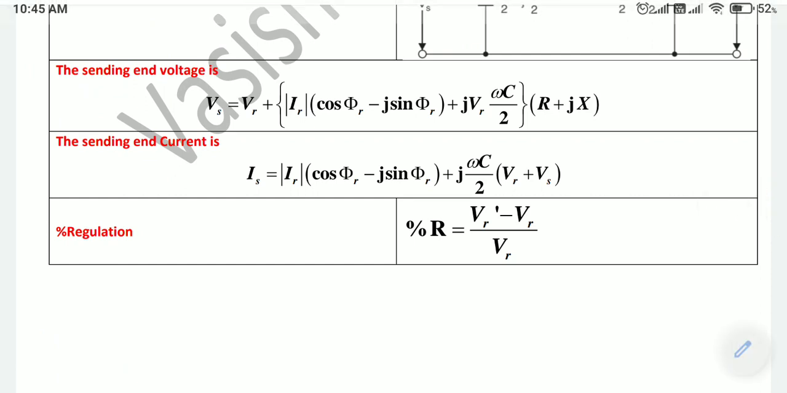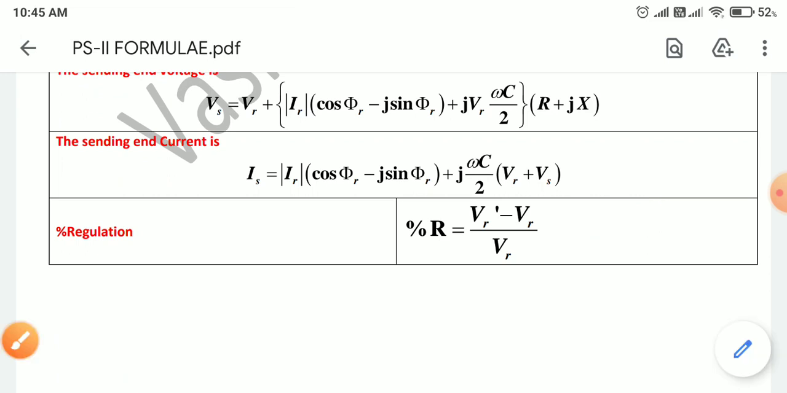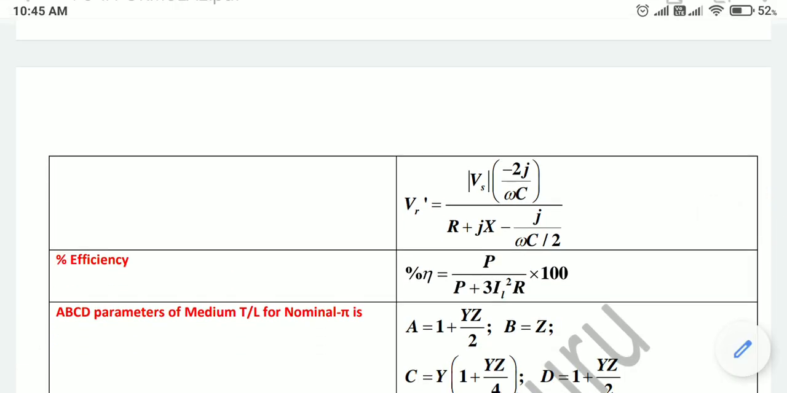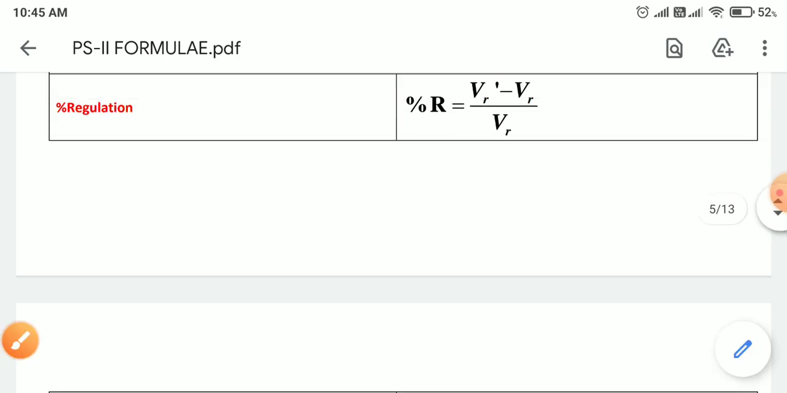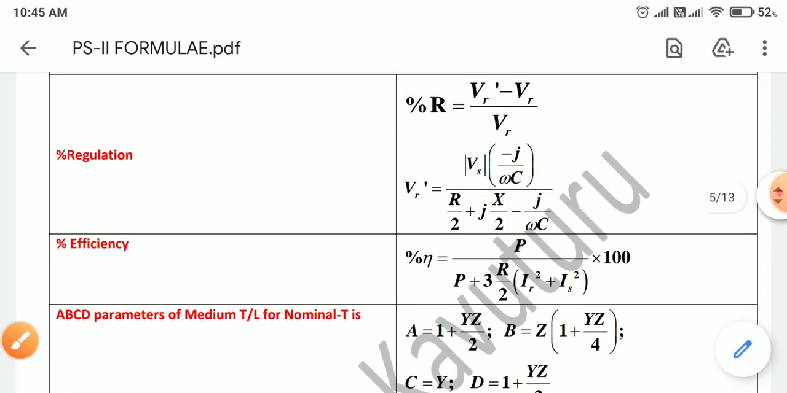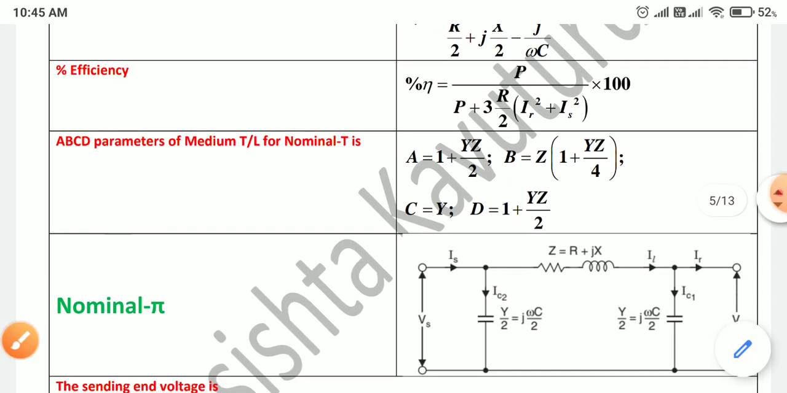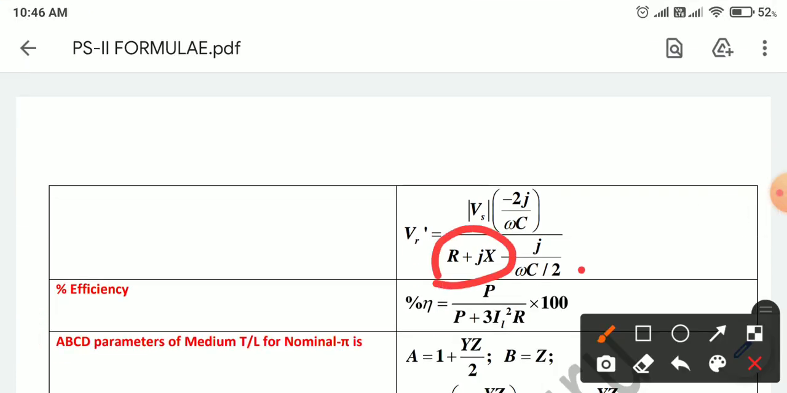Now the regulation value for a medium transmission line for nominal pi: (VR dash minus VR) by VR, that is the no load voltage minus the full load voltage by the full load voltage, where the VR dash value is given by this formula. VR dash is equal to mod Vs into minus 2j by omega C, (R plus jx) minus j by omega C by 2. If you observe the difference in the regulation calculation, in one case the resistance and reactance become half while the capacitance stays the same, whereas here the resistance and reactance remain the same, R plus jx, and the capacitance becomes half, therefore j by omega C by 2 here.